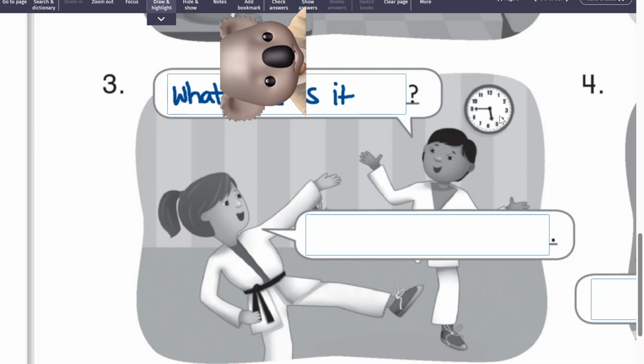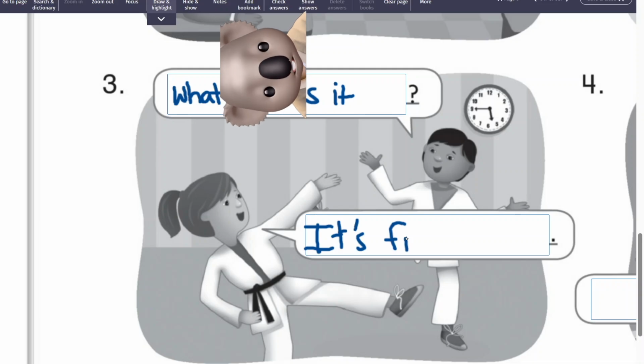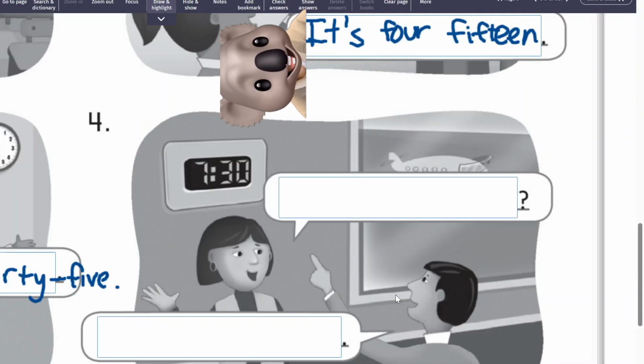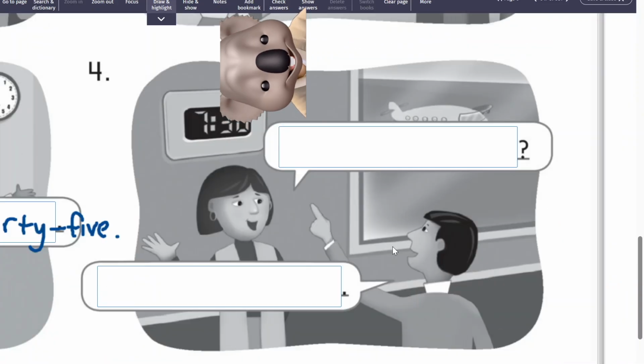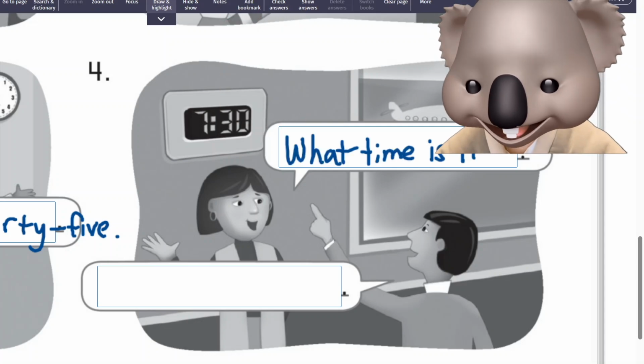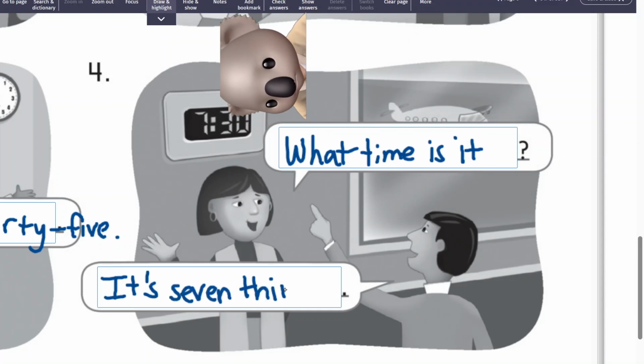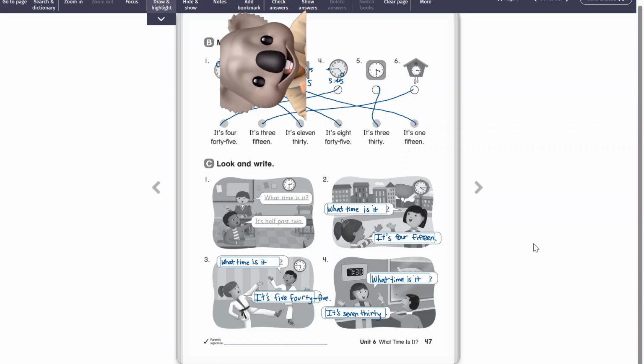We see the shorthand by the 5 and we see the long hand by the 9. It's 5:45. Great. And number 4, what time is it? This one's easy. It's 7:30. Double check your answers and let's go to the next page.